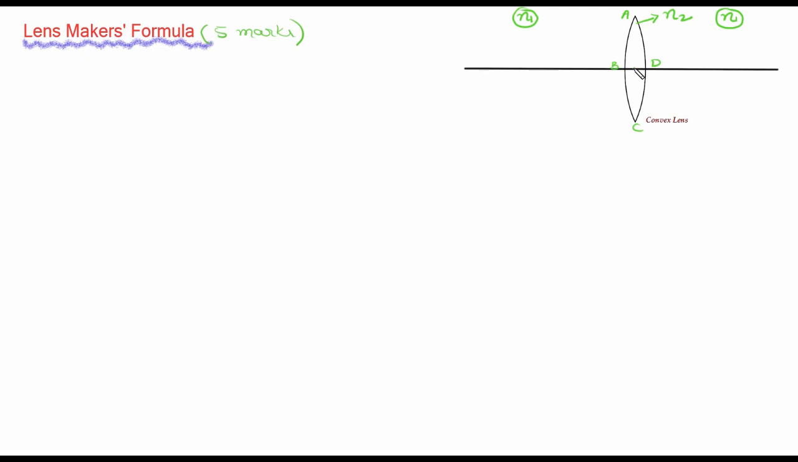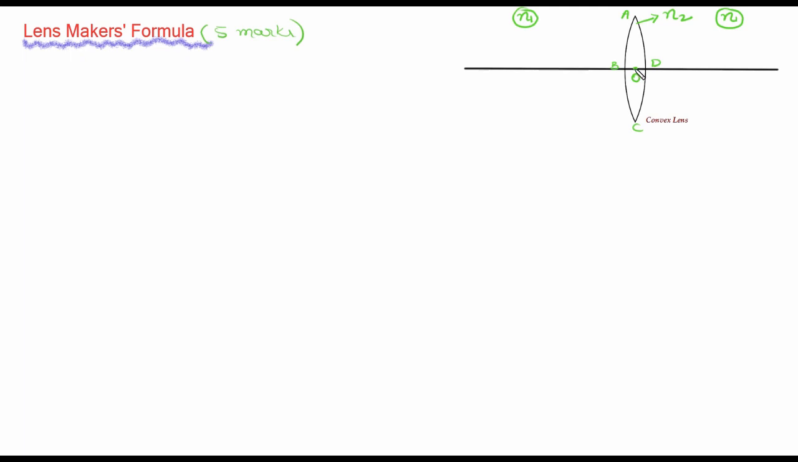So here this point is called the optical center of the lens. Okay, this is not the pole, this is the optical center. So this optical center means the ray which is incident will not show any deviation, that is when it passes through the optical center.